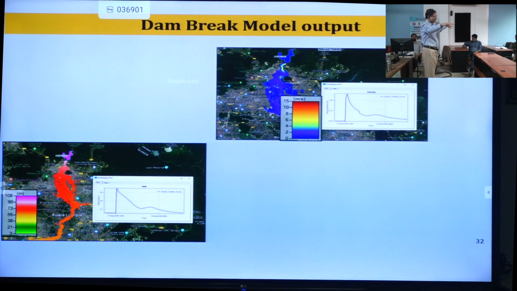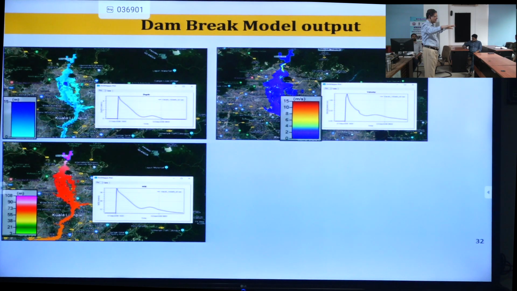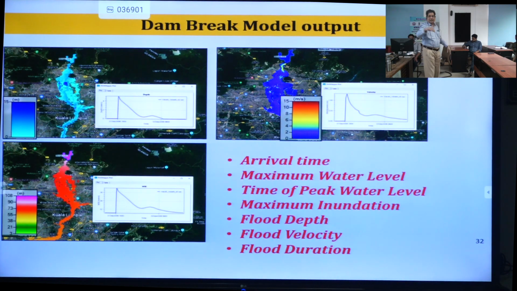So these are some of the outputs. Well, there is no need to read this, or maybe I can read this. The arrival time of the flood can be obtained, maximum water level can be obtained, time of peak water level, maximum inundation area, flood depth, flood velocity, flood duration.